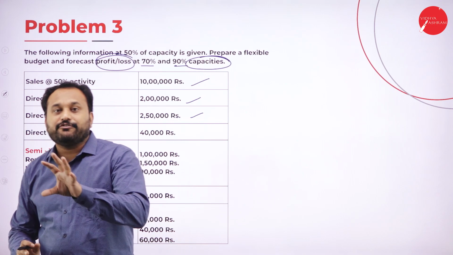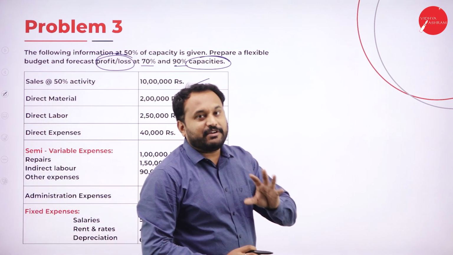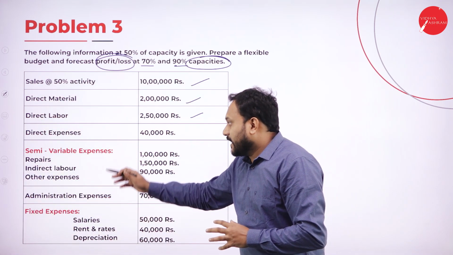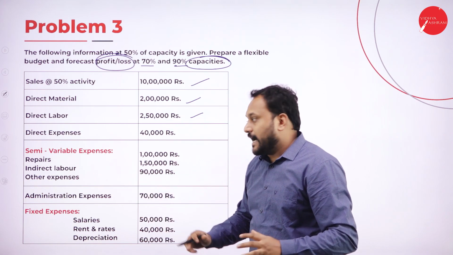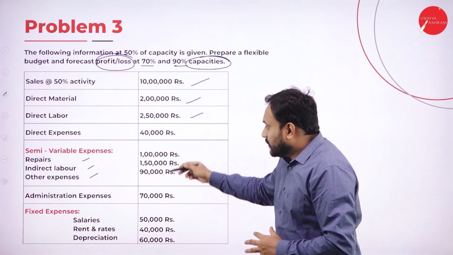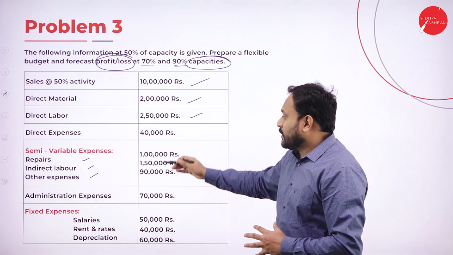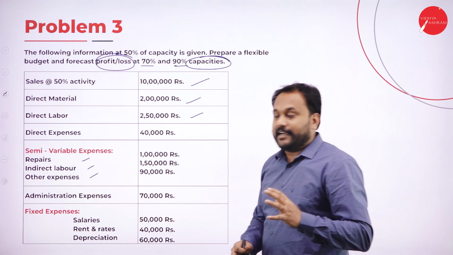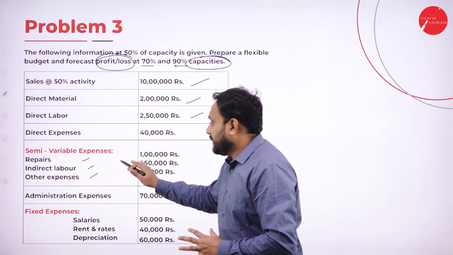If you carefully understand, they have only given the partition. They have said semi-variable cost or semi-variable expenses. They are repair, indirect labor, and other expenses. So we have three entries, and the format is also given, that is 1 lakh rupees, 1 lakh 50, and then 90,000 rupees respectively.